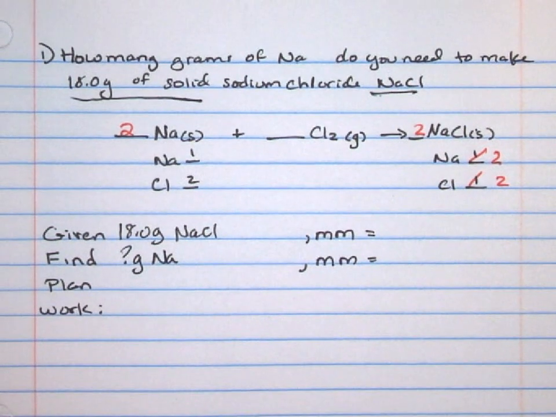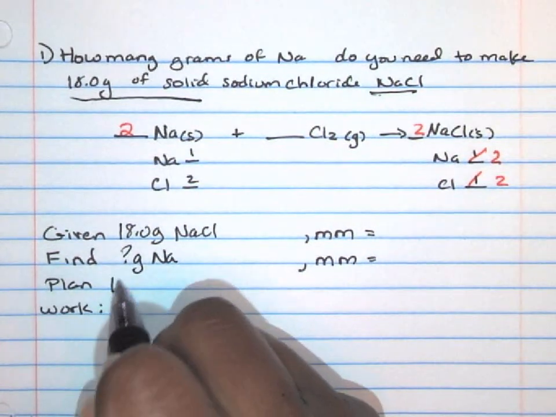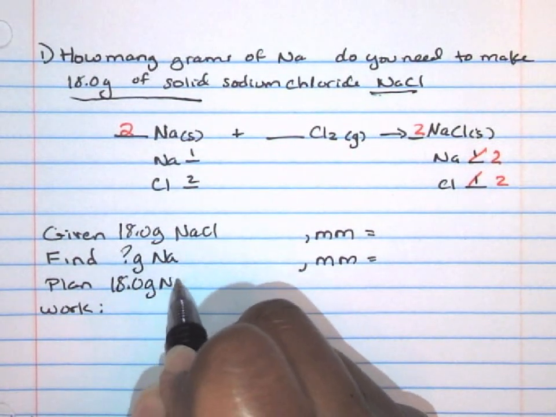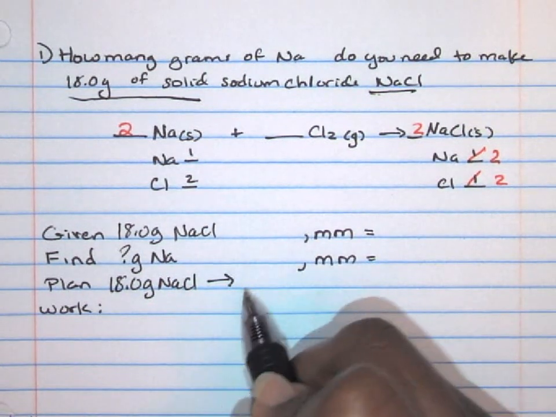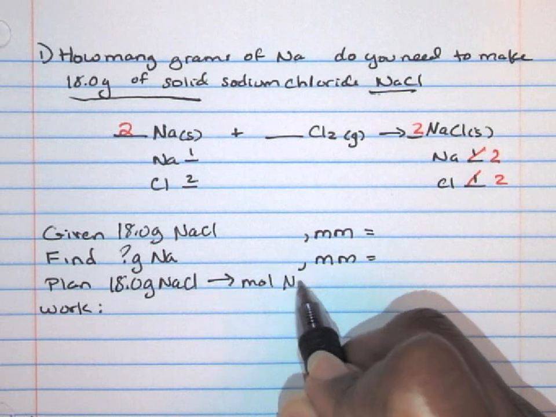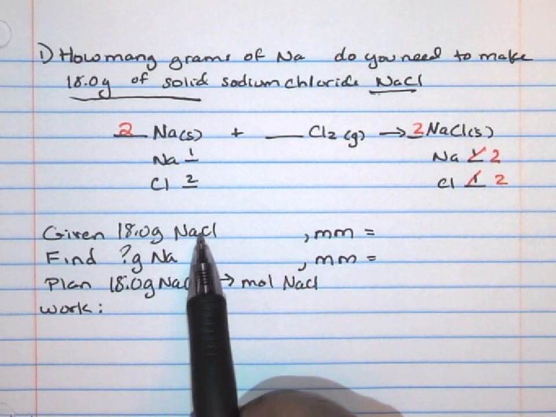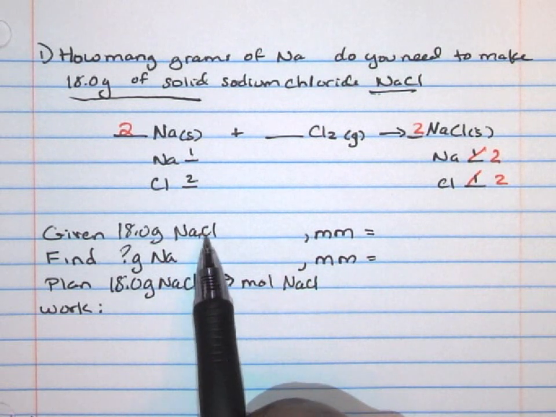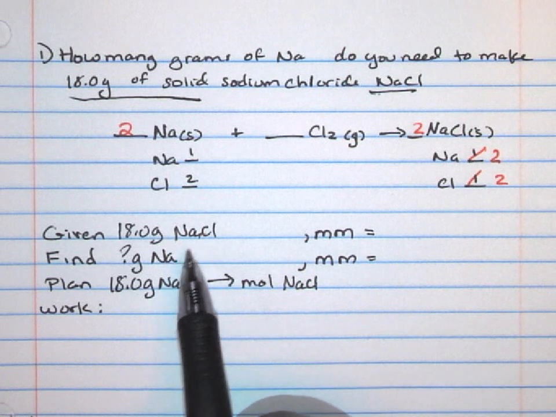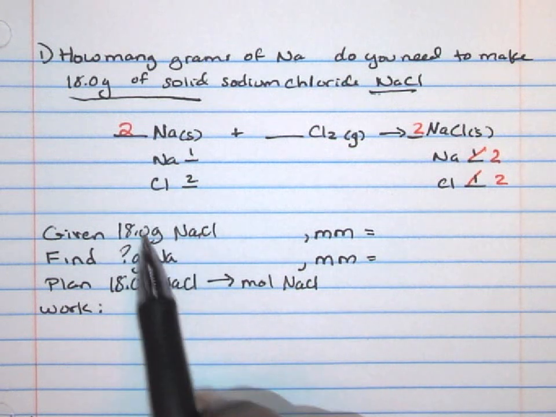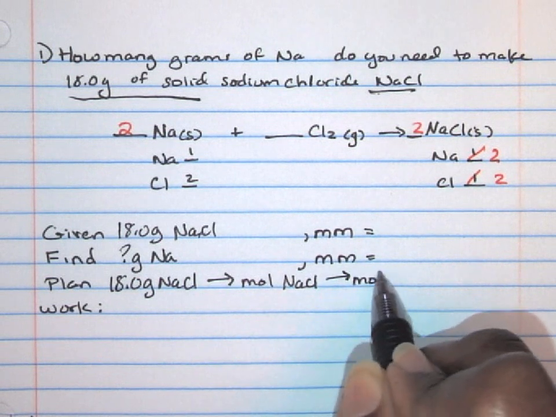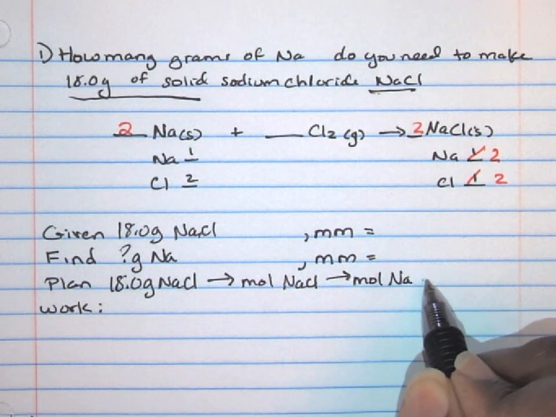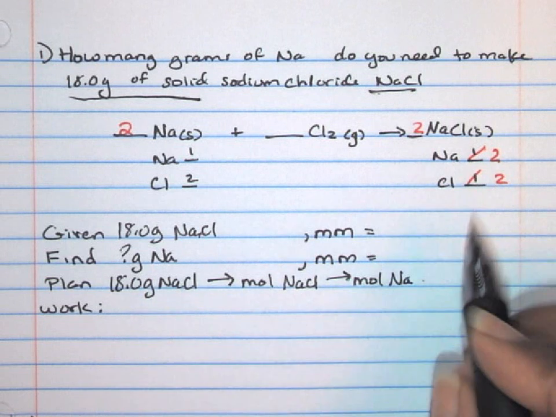So what's my plan? I'm going to start with 18.0 grams of sodium chloride, and the next step is to convert that to moles of sodium chloride, because my given and find are different substances, and in order to convert from one substance to another, they both have to be in moles. So I need to convert the sodium chloride into moles, and then I can use that to find the moles of sodium. And then once I have the moles of sodium, I can get the grams of sodium.